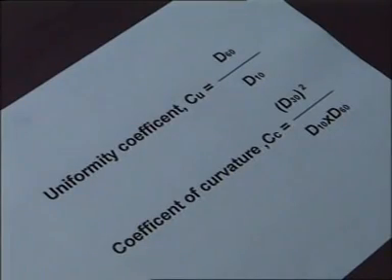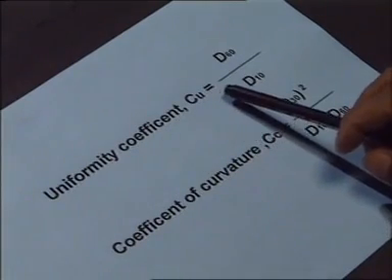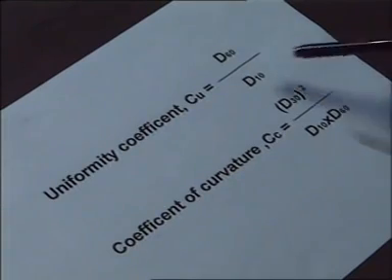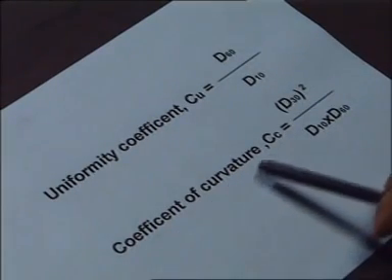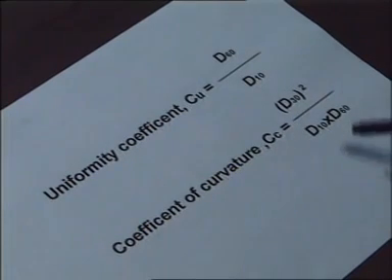Now we shall determine the uniformity coefficient Cu, which is equal to D60 divided by D10, and coefficient of curvature Cc, which is equal to D30 square divided by D10 into D60.